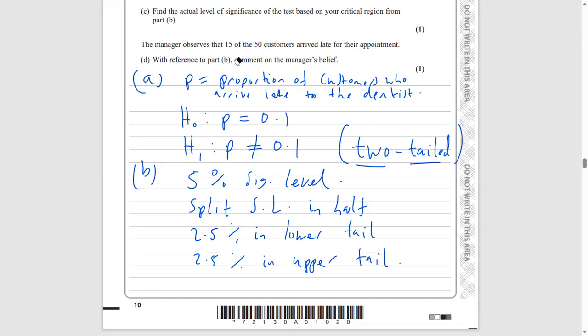And if we collect our data, so we're talking about customers who are being late for their appointment here. Let's say we've got 50 customers in our sample, and let's say 2 of them were late for their appointment. So what you want to do is calculate the probability that 2 or fewer customers are late for their appointment.